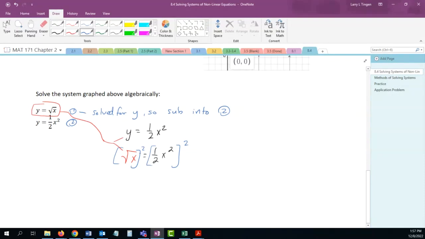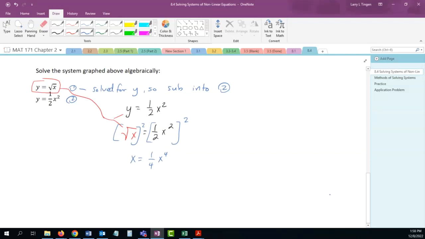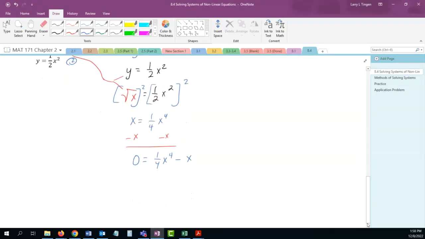So that means the square root of x squared is x. 1/2 x squared, all squared: 1/2 times 1/2 is 1/4. And then x squared squared, raise a power to a power, and you multiply. All right. And now I have two different terms with x in it. Let's get them all to one side, which means subtract x. Subtract x. x minus x is 0. On the right, I cannot subtract this x from the x to the fourth because they're not like terms. So all I get to do is write 1/4 x to the fourth minus x.